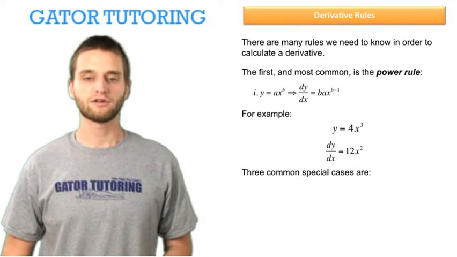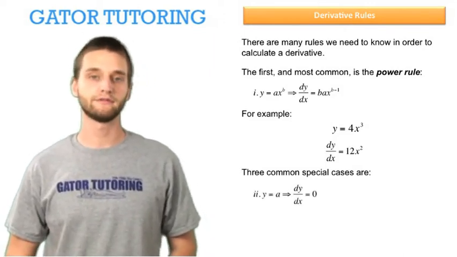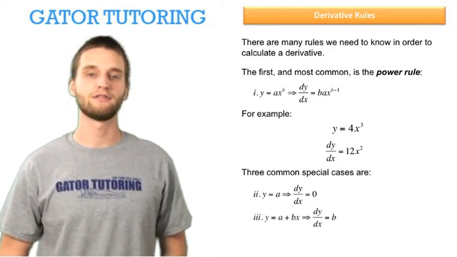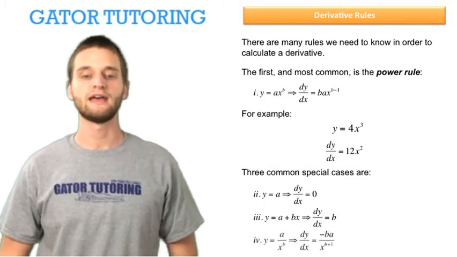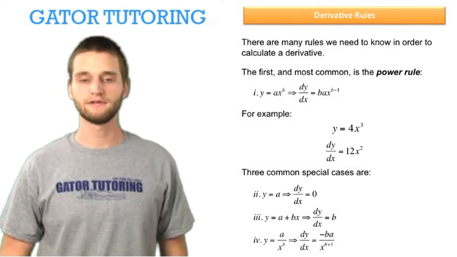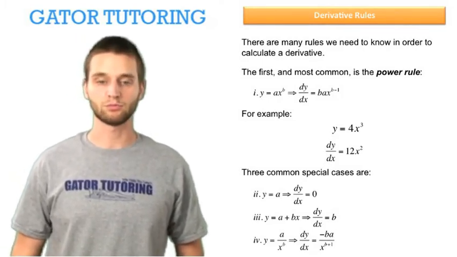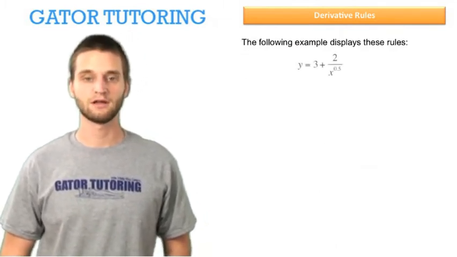Three common special cases of the power rule are: y equals a, then the derivative is 0. If y equals a plus bx, then the derivative is b, just the coefficient on the variable. And if y equals a over x raised to the b, then the derivative is negative ba over x raised to the b plus 1. The following example displays these rules.